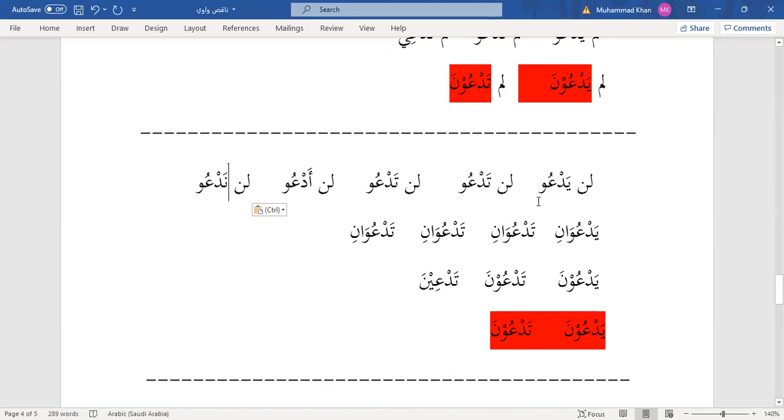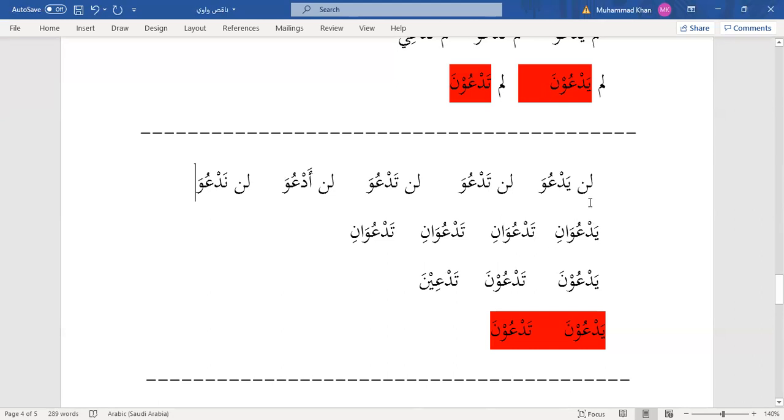So when we use harf lan, you know what happens? The ending becomes mansub. So it will be lan yad'uwa. And if you are able to implement the change to one, then it will be implemented to the first five. So it will be lan tad'uwa, lan tad'uwa, lan ad'uwa, and lan nad'uwa.